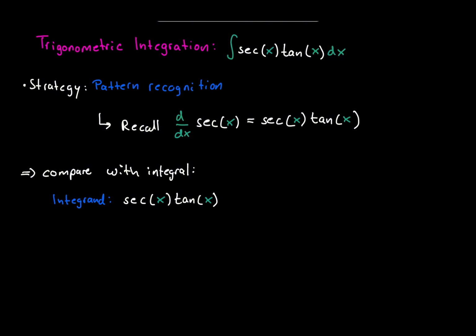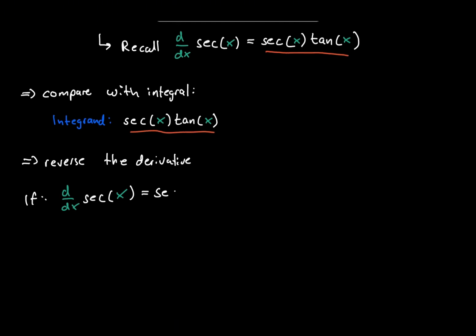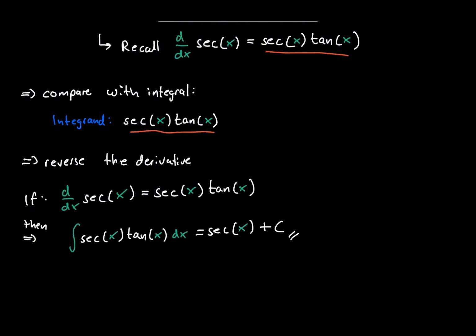If the derivative of secant x gives secant x tangent x, then the integral of secant x tangent x must be secant x. So the final answer is secant of x plus C.